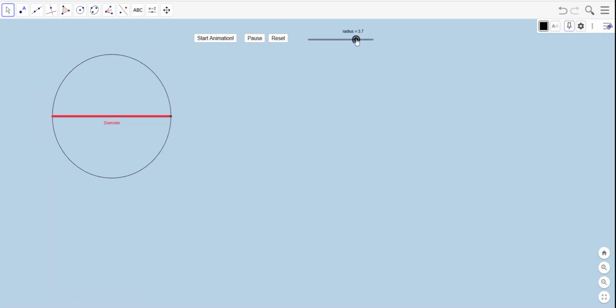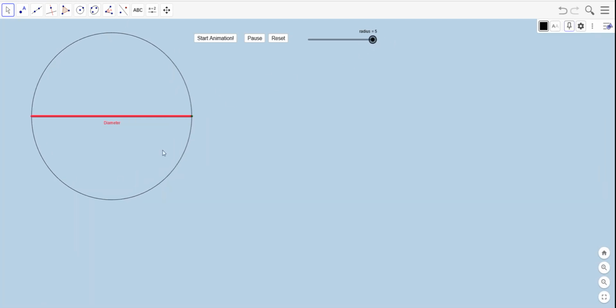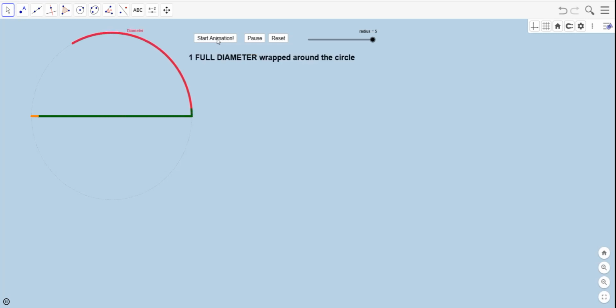I can control the size of the radius there, but let's make it as big as possible so we can see it well. And we have this diameter, a distance across here. What we're going to do is take that red length and stretch it around the circle. So there's one full diameter wrapped around the circle. And the second one, how many of these diameters are we going to be able to get wrapped around the circle? That's the big question.